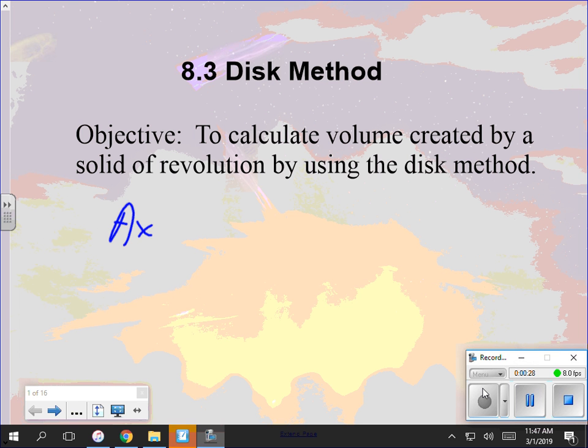Here the important thing is the axis of rotation is one of the boundaries of the area you're rotating. That's what makes a disk work. One of the axes of rotation has to be a boundary of what you're rotating. So you have an area, you're spinning that area around. In order for the disk method to work, the axis of rotation has to be one of the boundaries, or it doesn't work. Okay?